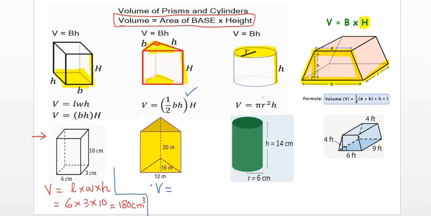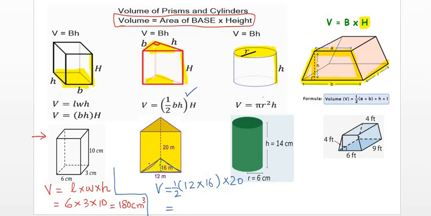Okay, base, what is the base? Look at this triangle, what is the base of this triangle? It's 12. Okay, multiply it with the height of the triangle. What is the height of the triangle? It is 16, and then you have to take the half of it. Okay, when you are done with all of this, you will multiply it with the height of this triangular prism. How much is it? It is 20. By the way, you can put all of this together on the calculator.